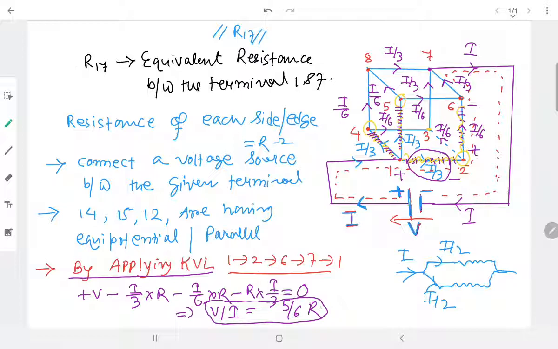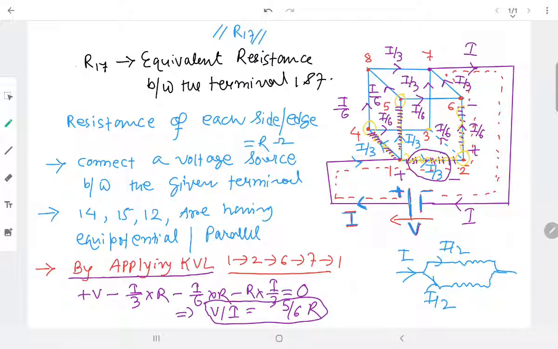If R is 1 ohm, then your resistance will be 5 by 6 ohm. If R is 6 ohm, your resistance will be 5 ohm. So depending upon the value of R, you will get different answers. But this is the general form. What we need to remember in this question?